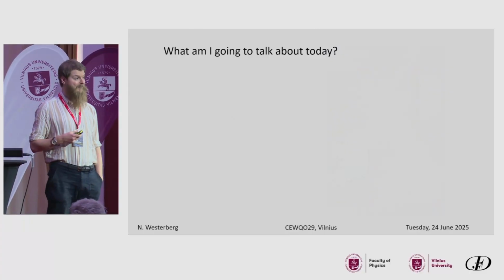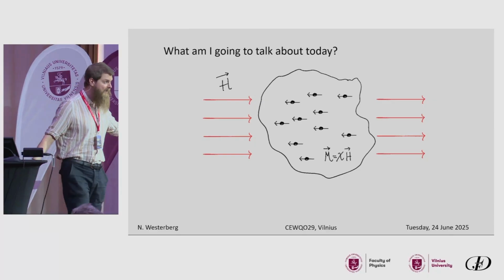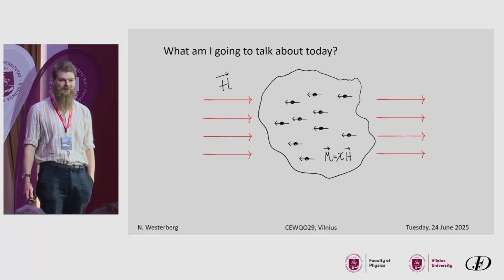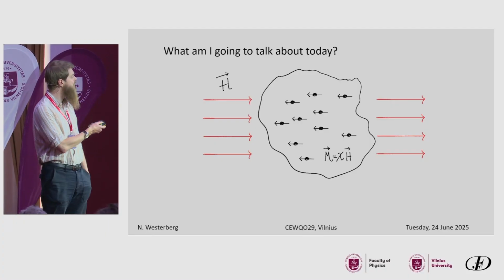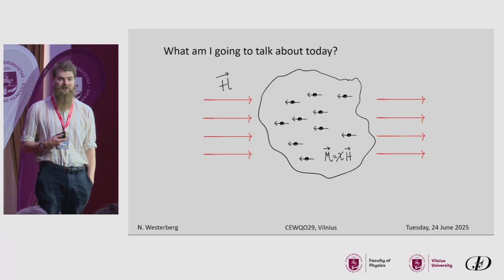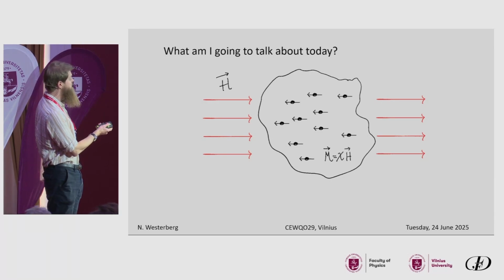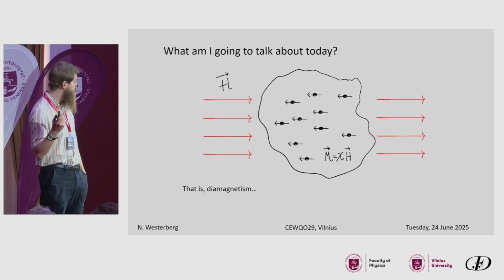Right, so what am I going to talk about today? Well, we've all seen graphics of this form in your undergraduate texts, really. If you apply some magnetic field across some material, sometimes the magnetization points in the opposite direction. This is what we call diamagnetism.